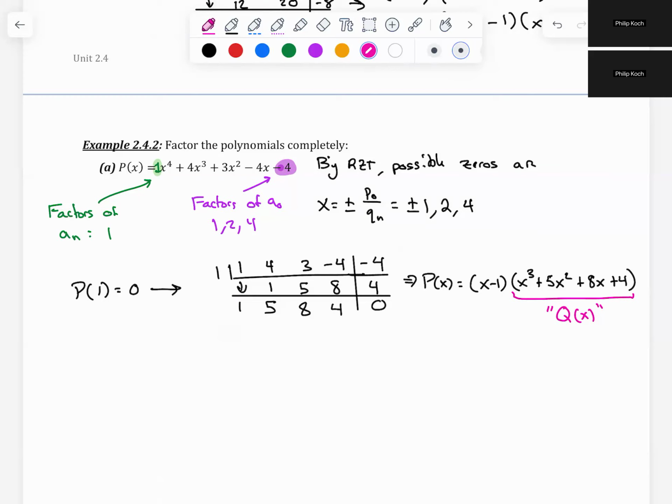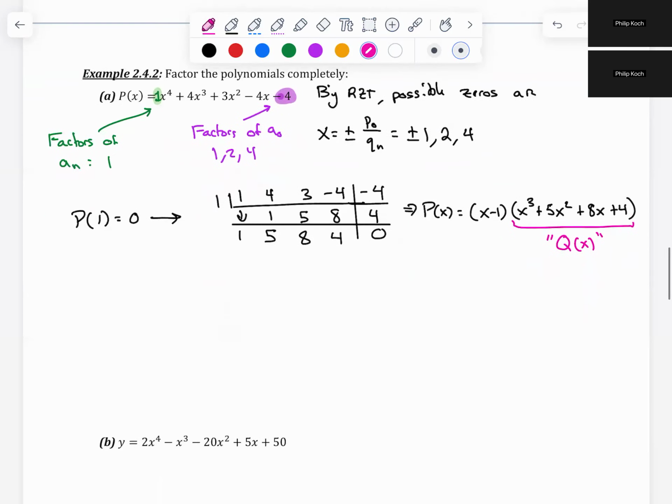So from there, now we have to break it down further. I don't know how to factor cubics. I don't have the cubic formula memorized, so we're going to have to do the RZT again, but this time on Q of X. If we continue on with P of X, we're just going to keep finding new ways to write it as a linear term, like an X minus blank, and then a cubic term. So we want to break down Q, so we're going to now use the rational zeros theorem on Q of X to break it down.